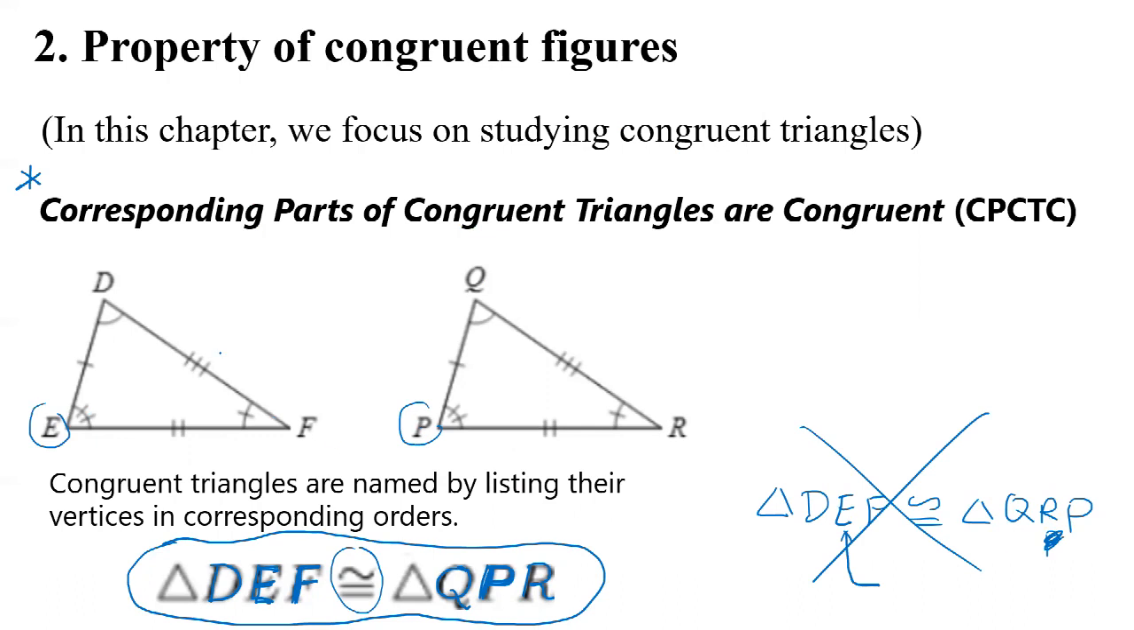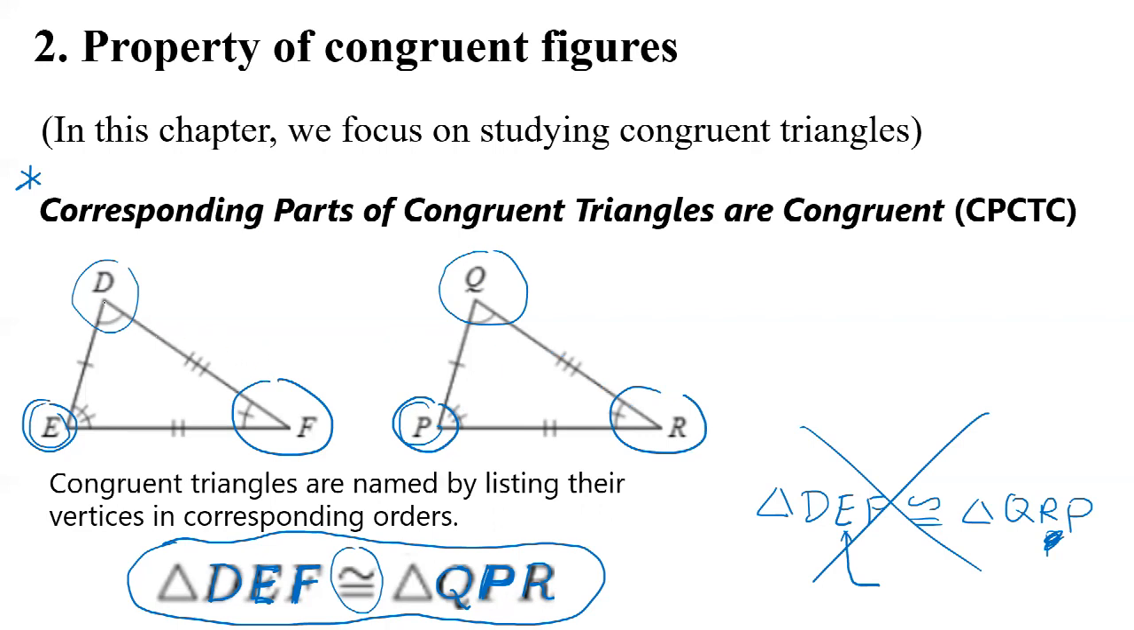Okay. And if we know that these two triangles are congruent, we also know that corresponding parts of the triangles are also congruent. That means if I tell you that these two triangles are congruent, the corresponding parts, for example, angle D should be congruent to angle Q, and angle E should be congruent to angle P, and angle F should be congruent to angle R, right?